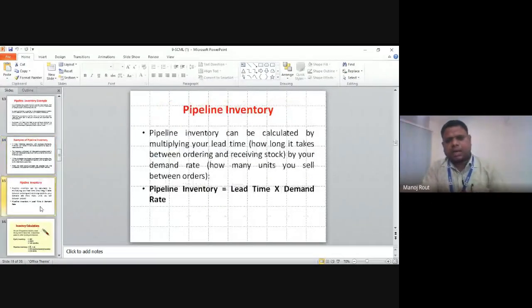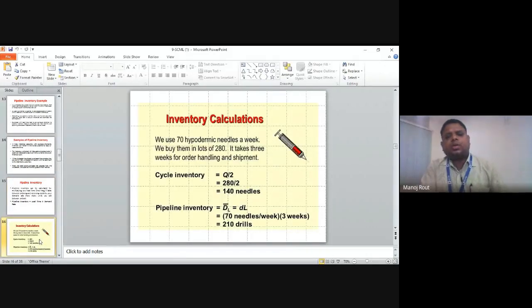Pipeline inventory can be calculated by multiplying your lead time, how long it takes between ordering and receiving stock, by your demand rate, how many units you can sell. So if you have pen and paper, note this formula: pipeline inventory equals lead time into demand rate. Here is a small example. Suppose you use 70 needles for a week, and you buy them in a lot of 280, and it takes 3 weeks for order handling and shipment.